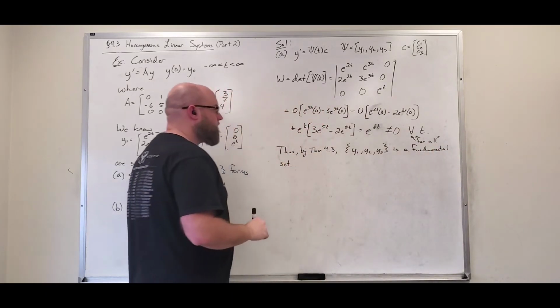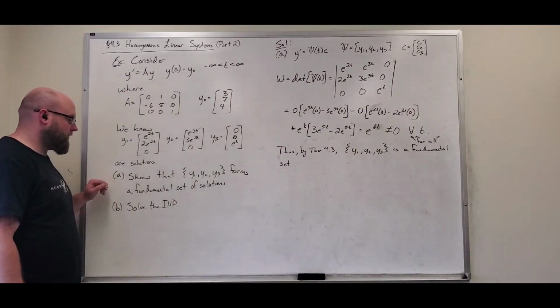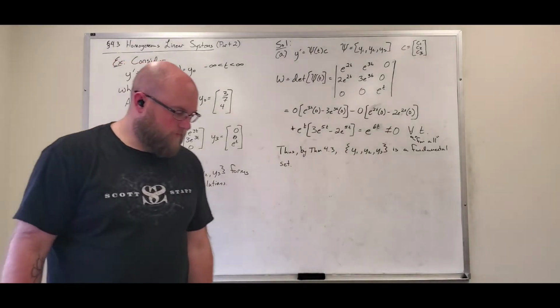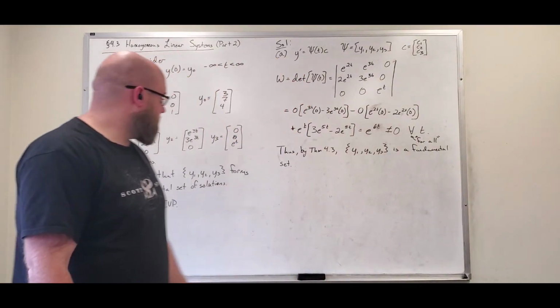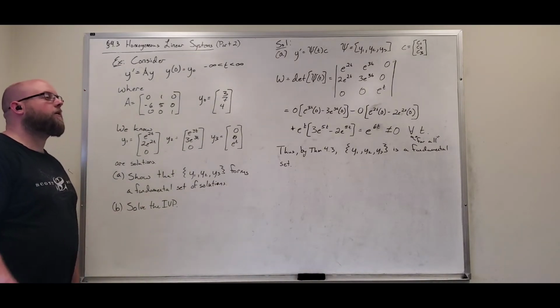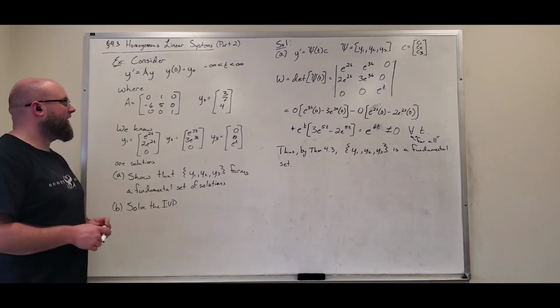Okay? So, we have just shown part A is to show that this forms a fundamental set. Now, part B is the fun stuff. Okay? We need to solve the IVP. This is going to require some fun matrix stuff, to say the least.